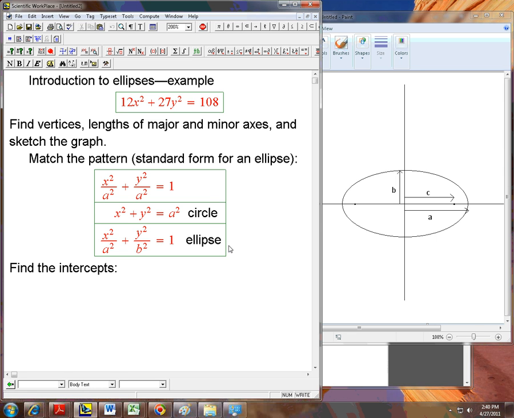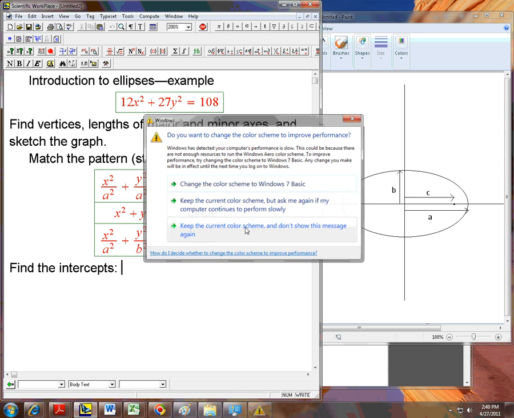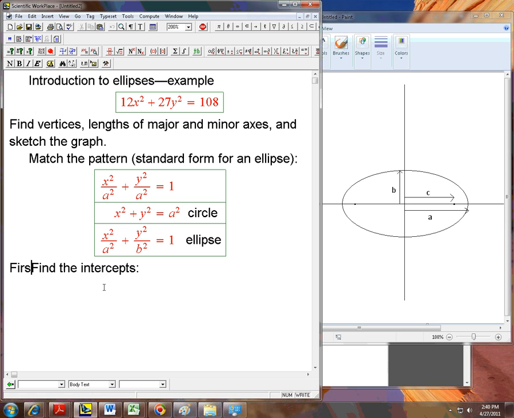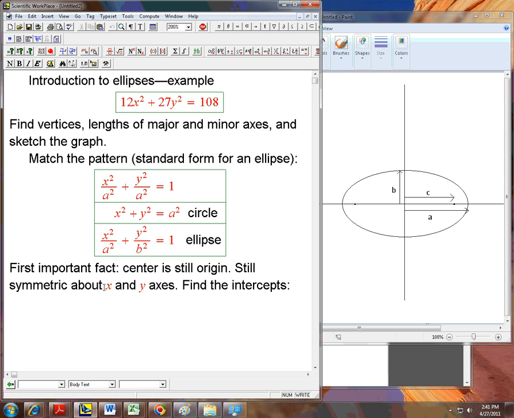One thing I should say first of all is that we haven't shifted, we haven't translated this circle at all. We've just stretched it. So a really important fact is that the center is still the origin. And it's still symmetric about the x and y axes. One way you can tell that from any equation is that x and y only appear as x squared and y squared. If you put in x or minus x, doesn't matter. y or minus y, doesn't matter. That's what's going to give us the symmetry about the axes.